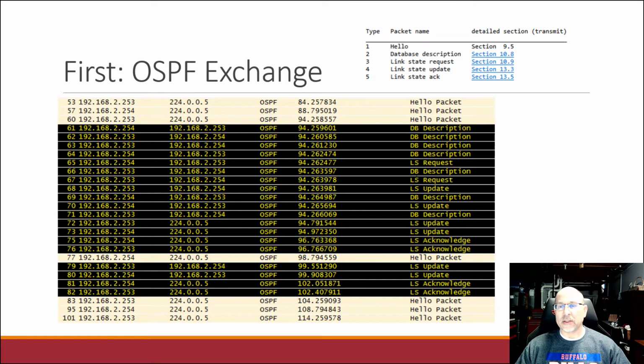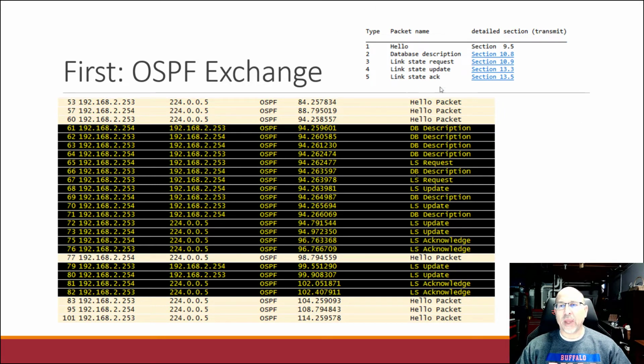Now here is an OSPF message exchange. This is between two routers that are actually OSPF neighbors, and so they're talking right back and forth to each other. And you can see the two IP addresses that we're worried about are 192.168.2.253 and 2.254.